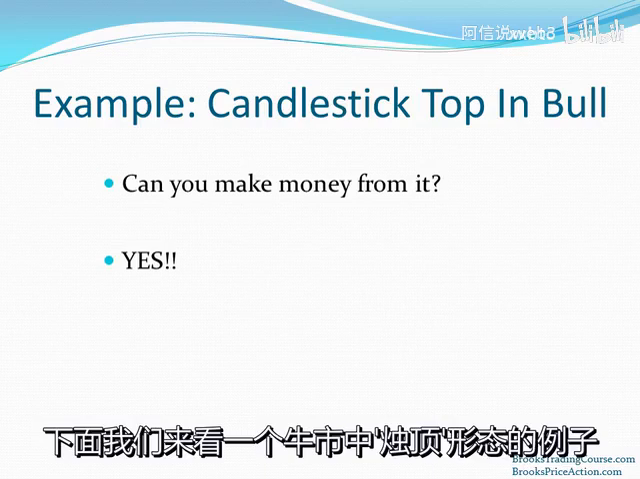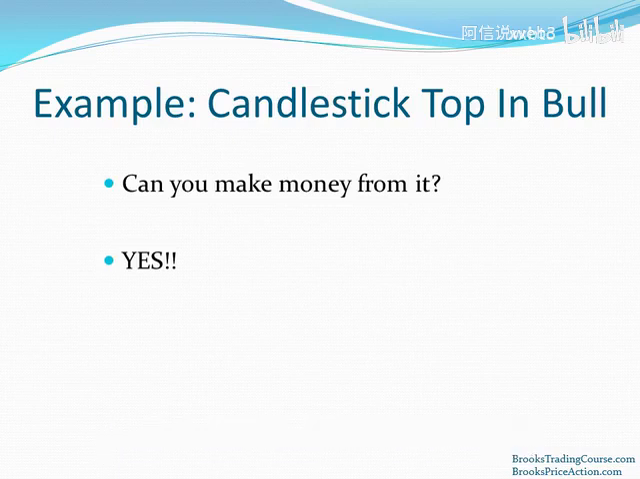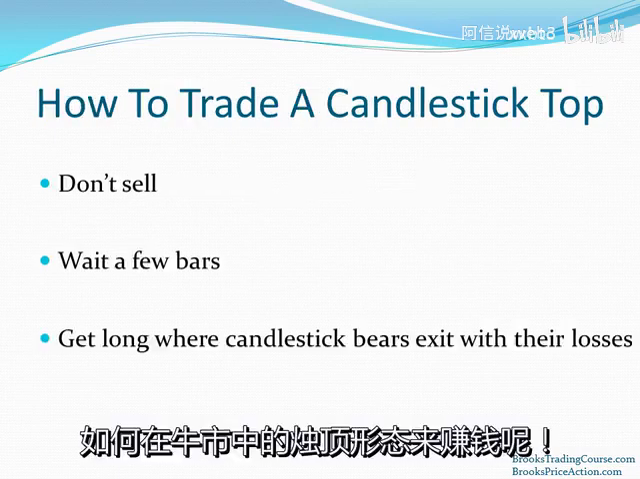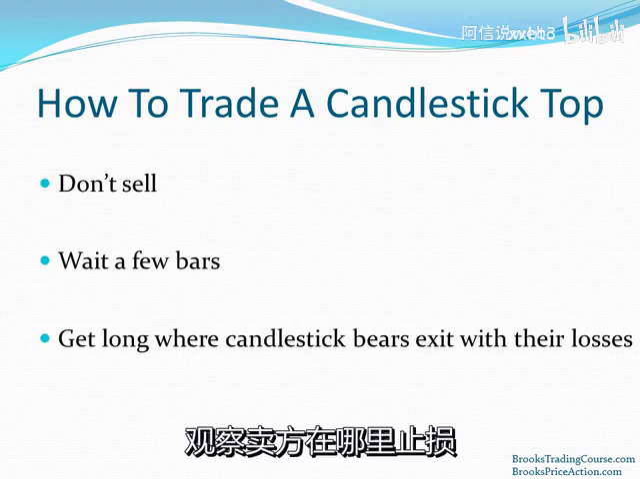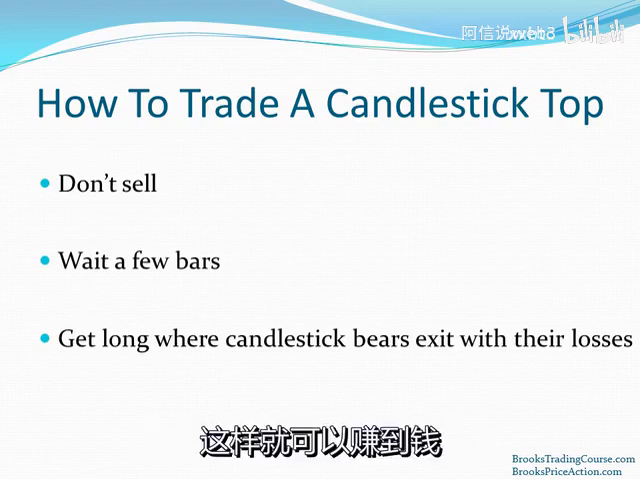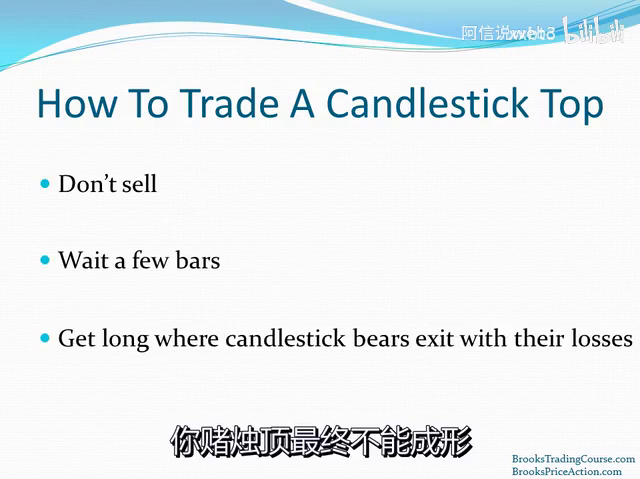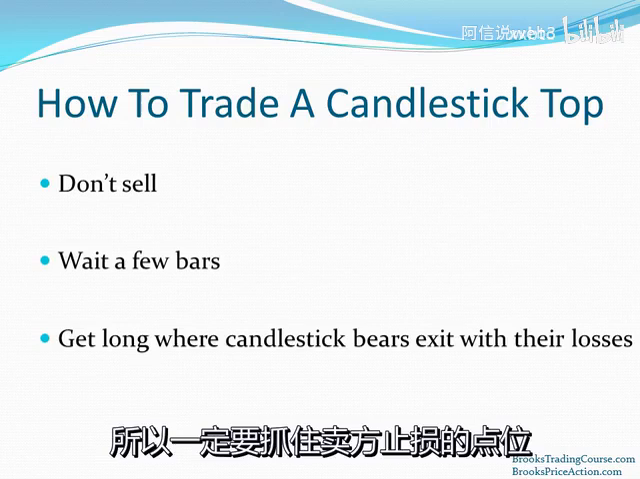Let me give you an example of a candlestick top in a bull trend. Can you make money from it? Absolutely. How do you make money on a candlestick top in a bull trend? Well, first of all, you don't sell it. You wait a few bars, figure out where the bears will exit with their losses, and you place a buy stop to get long just where they're getting stopped out. And that's how you make money using a candlestick top. You bet that it's going to fail, because most tops fail, and you should get long where the trapped bears are taking their losses.